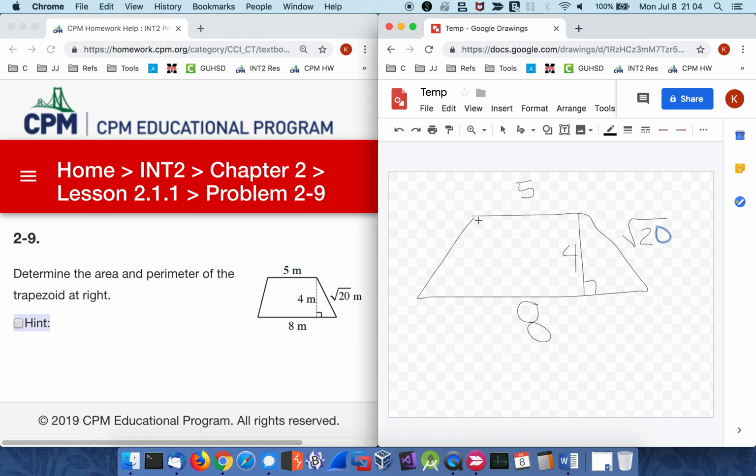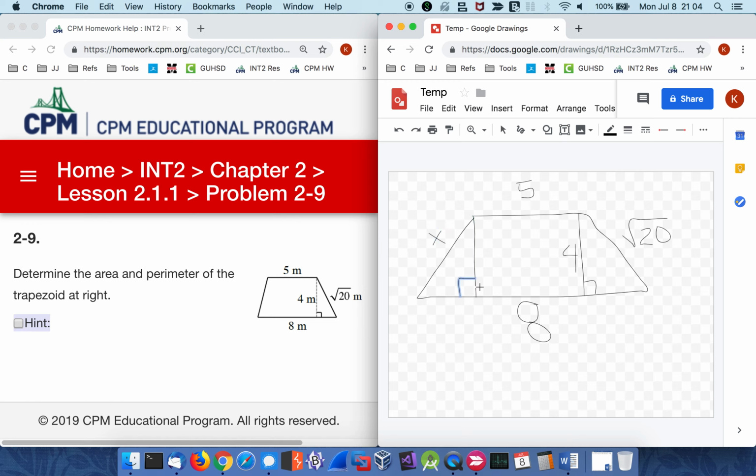Alright, so what I'm going to do to make this easier, so what we really need is this side right here. We don't know what that is. We need that side, because then we're just going to do x plus 5 plus 8 plus radical 20 and we're done. Unfortunately, it's a little tricky to do that, but we're going to go ahead and do it.